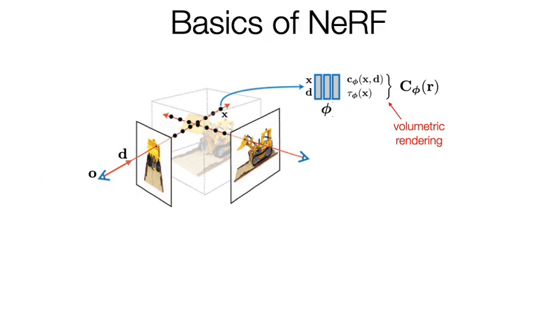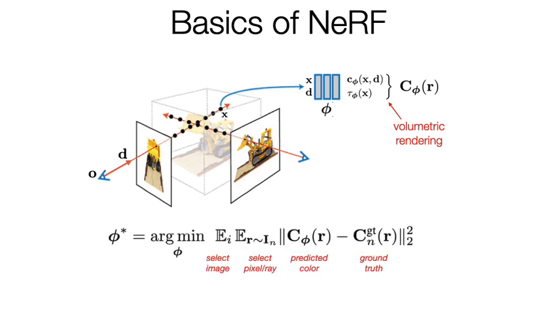NeRFs, regardless of their architecture, learn to map a 3D position to a color and density value. These values are then integrated through volume rendering to compute ray color. The network parameters are optimized via a photometric loss comparing true and predicted colors of scene views.